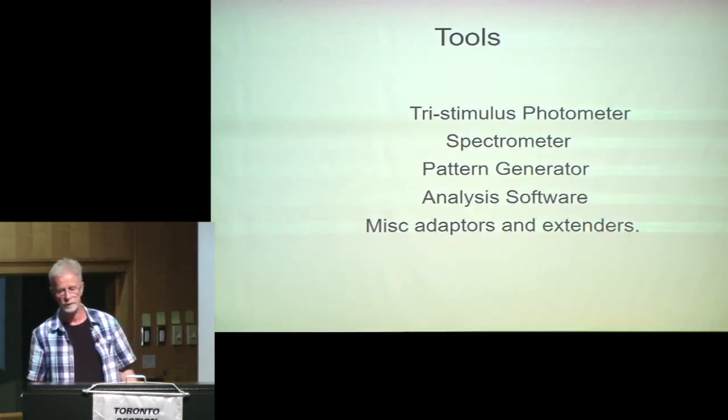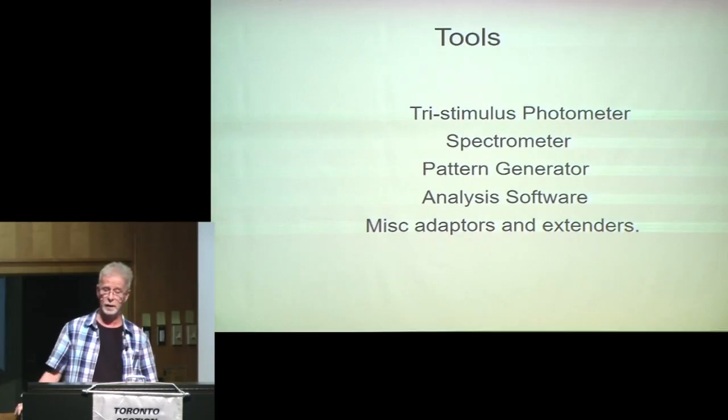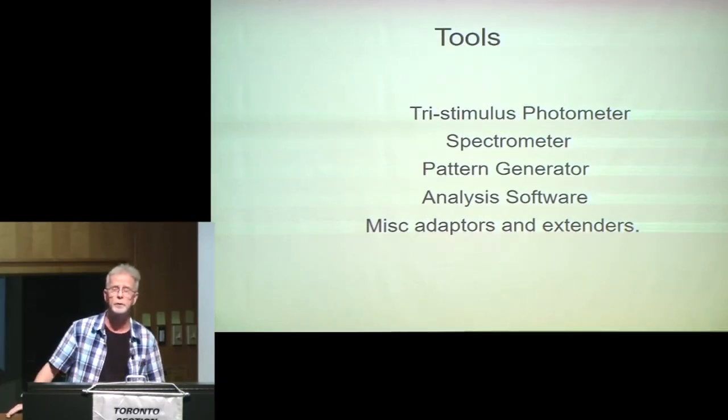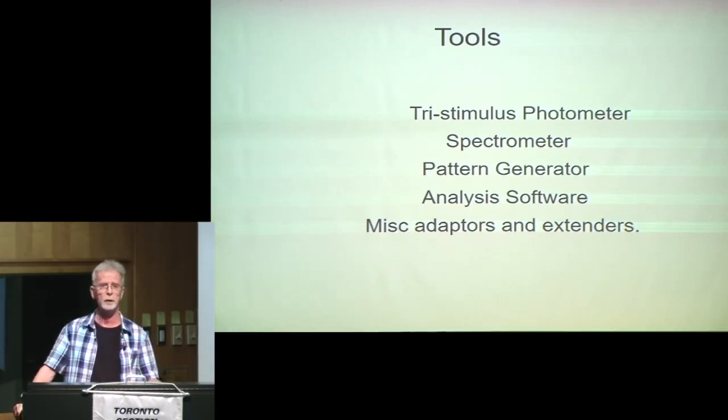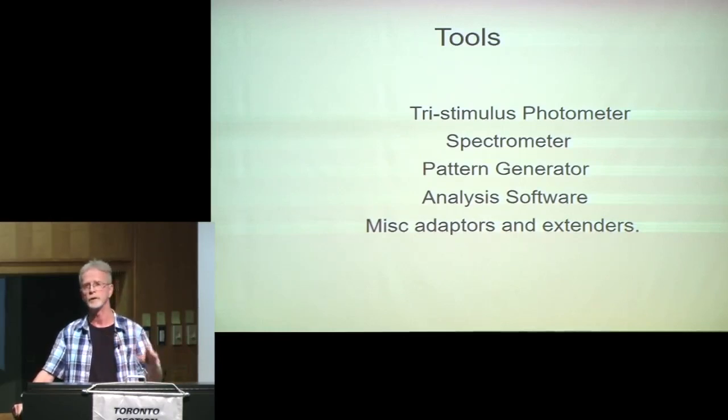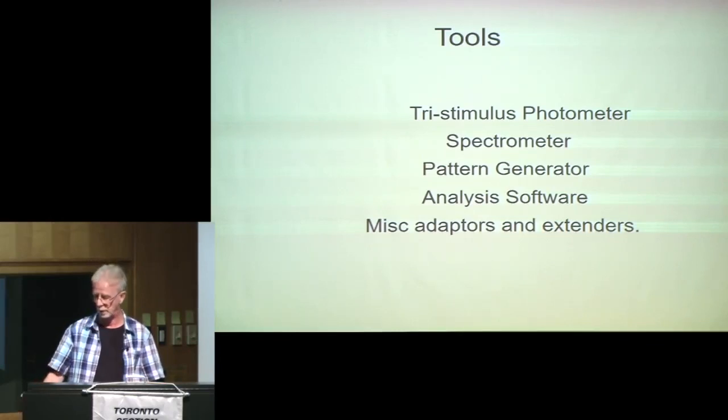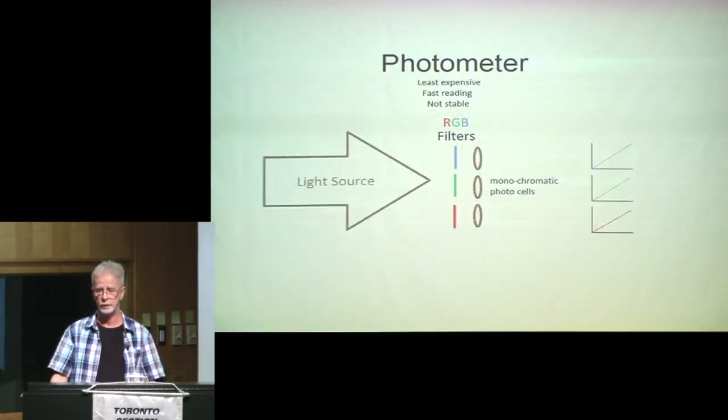The tools, that's all off to the side there. This is a base minimum of tools: a tri-stimulus photometer, a spectrometer, pattern generator, analysis software, and you're going to need miscellaneous adapters and whatnot to go with the various input interfaces. There's lots of choices out there for these things. You can spend a lot or you can spend a little. If calibration is important to you, don't spend a little, because you're not going to get anything that's valuable.